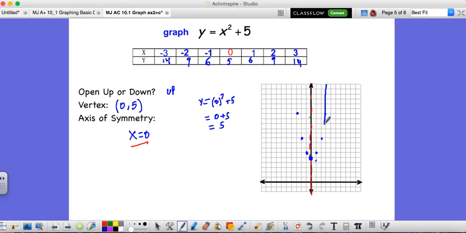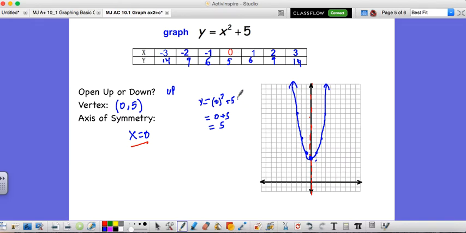And then we can connect our parabola. Let's try to do this a little better this time. Not terrible. Something like that, where our vertex is at 0, 5. We're opening up. Our axis of symmetry is at x equals 0. We have a couple more points.